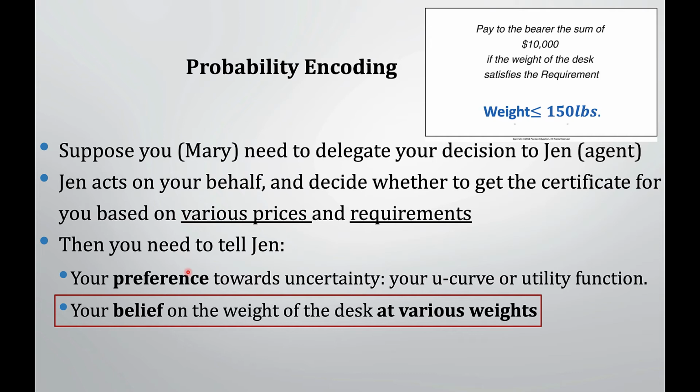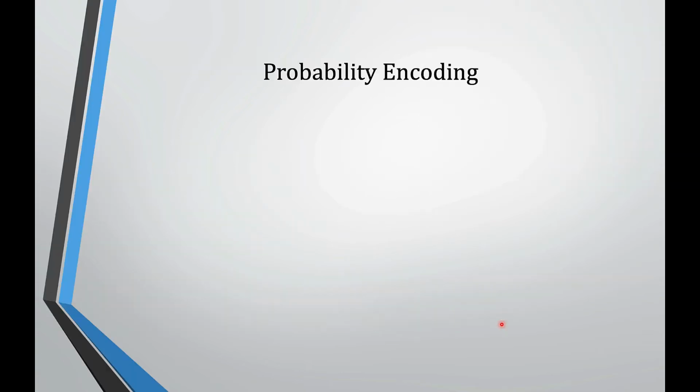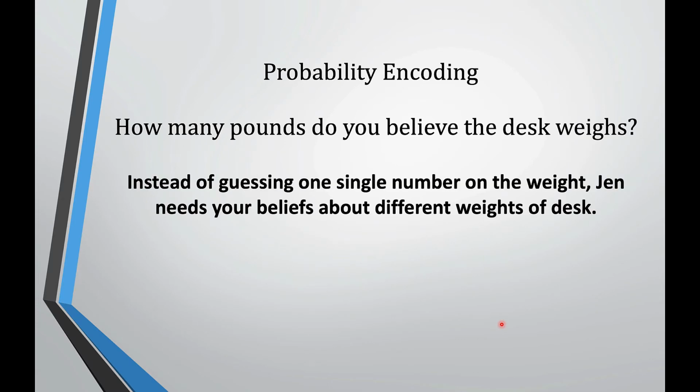So just to clarify, when we say we want you to give Jane your belief on the weight of the desk at various weights, we're not trying to ask you to give Jane a single number that represents your best guess of the weight. That is not sufficient in order for Jane to make different decisions, okay? Suppose you tell Jane, I think the desk weighs 100 pounds. Then based on the information in that single number, Jane cannot have your probability assignment to different requirements.